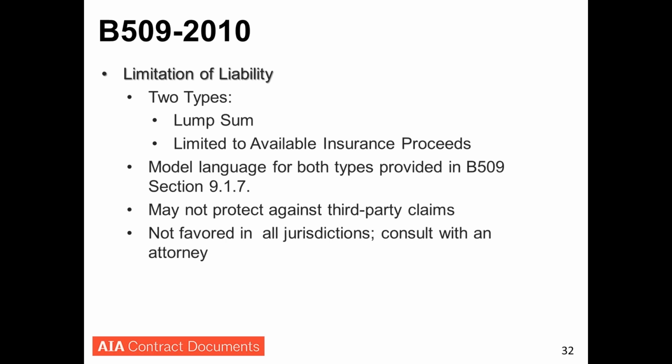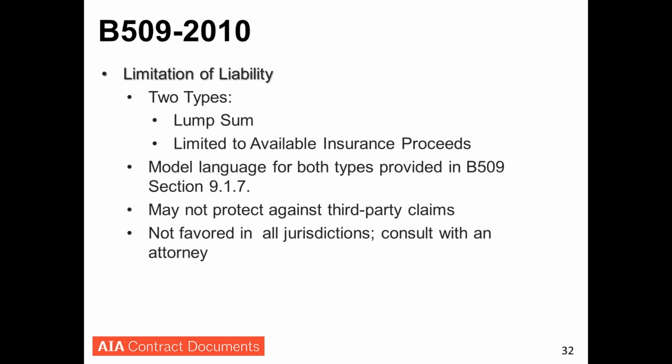With regard to limitation of liability, this language in B509 is the same as what we have in our supplementary conditions document for our other owner-architect agreements, which is B503, because we don't include a standard limitation of liability provision in our owner-architect agreements. It's an area of the law that's developing, and in some jurisdictions, it's not favored and it's not enforced. That's why we don't make it a standard provision. But we do provide the model language, and it is something you'd want to consider in this type of project. You do have to keep in mind it doesn't protect you against third-party claims.